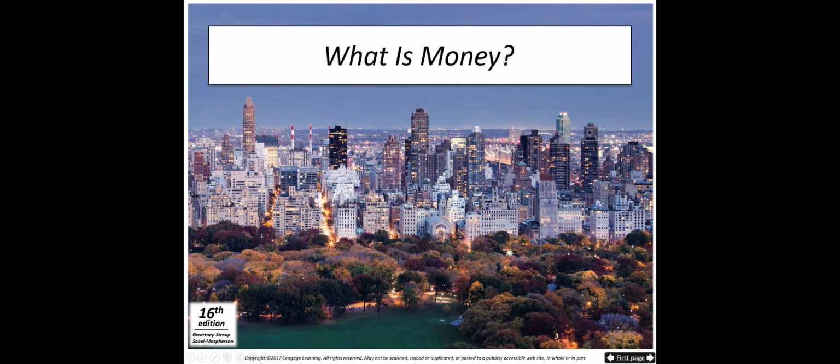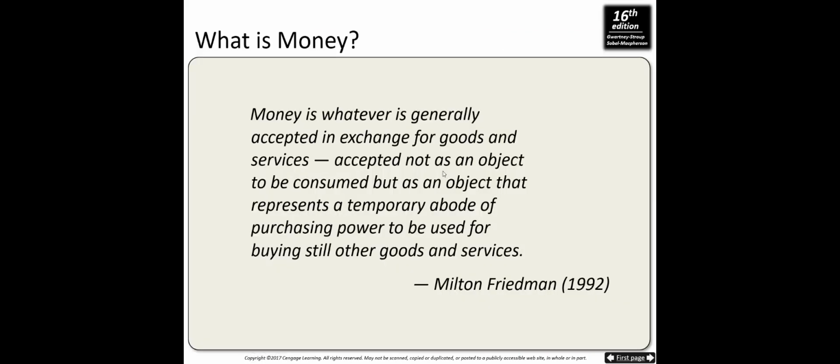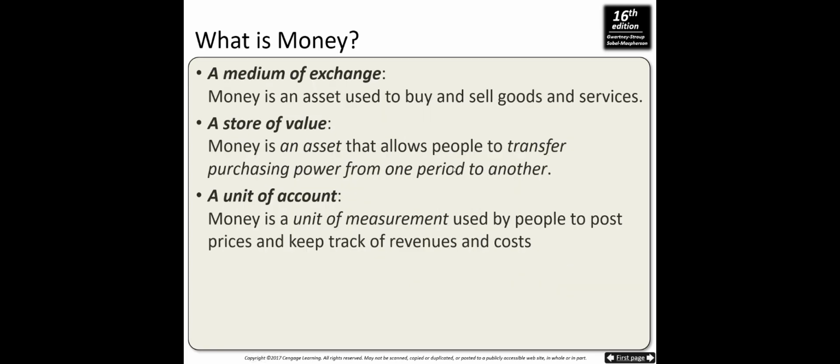First, let's start with the definition of money. Milton Friedman defined money as an asset generally accepted in exchange for goods and services, accepted not as an object to be consumed, but as an object that represents a temporary abode of purchasing power to be used for buying still other goods and services. So in order to define one asset as money, we need to check for three functions.